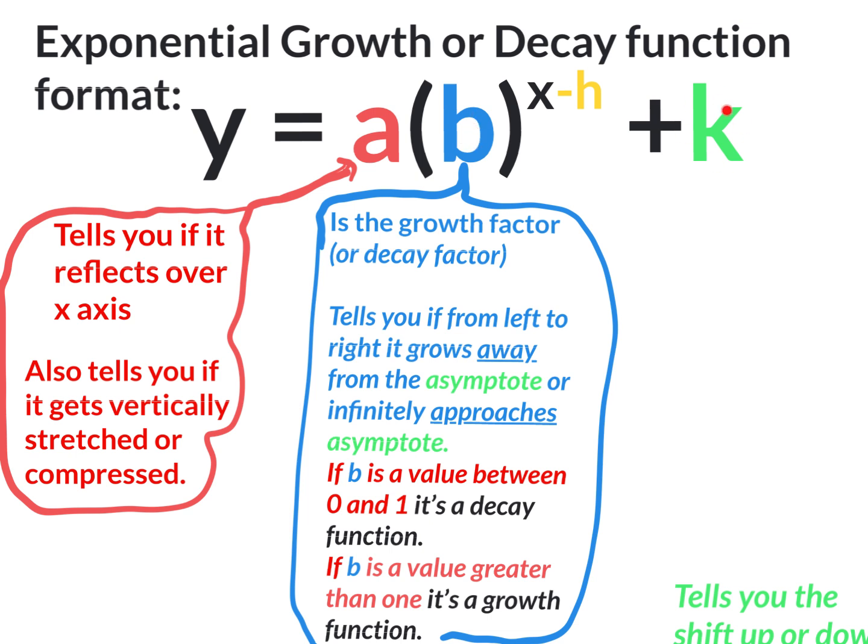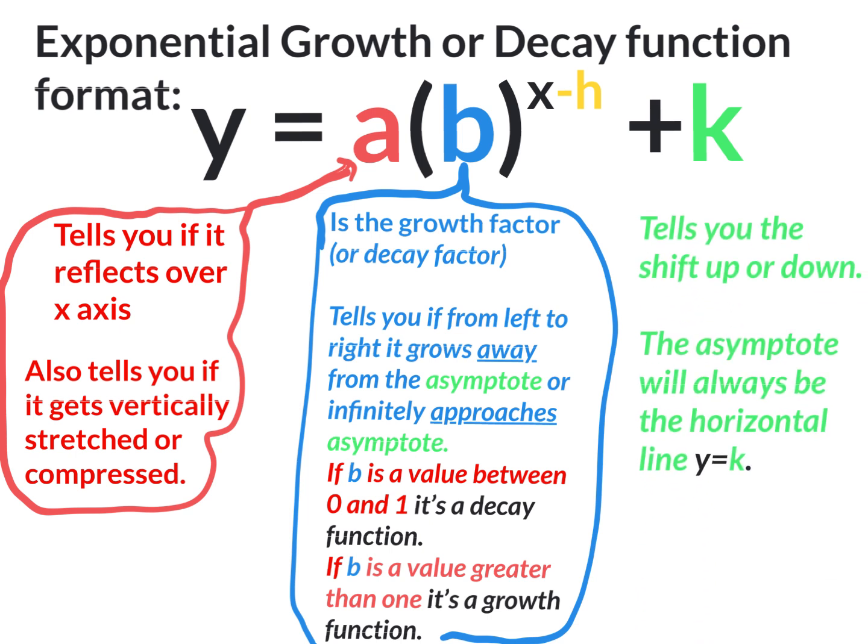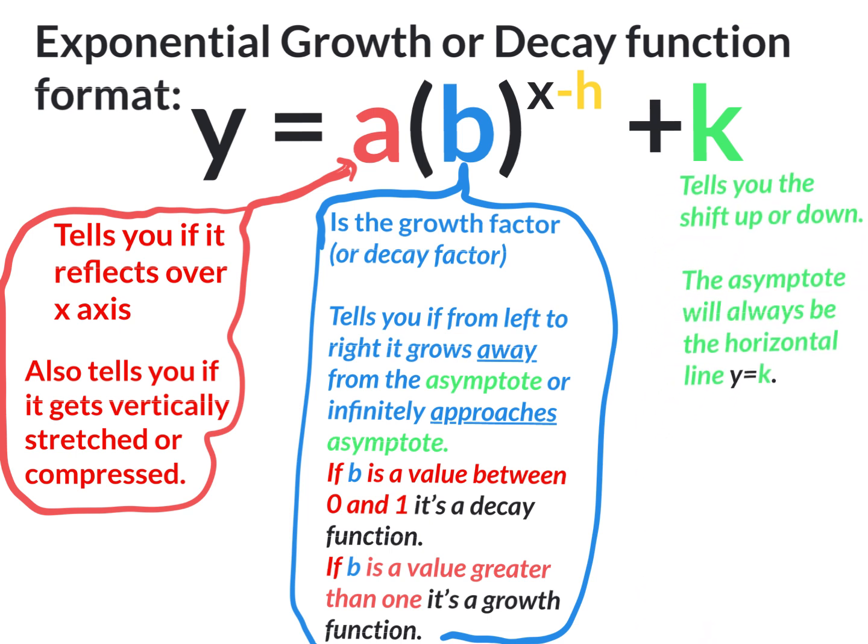What about your k value? We said that the k value tells you your shift up or down, but it also, more importantly, automatically gives you the asymptote, which will always be the horizontal line y equals whatever that k value is. So all of this stuff comes from k.